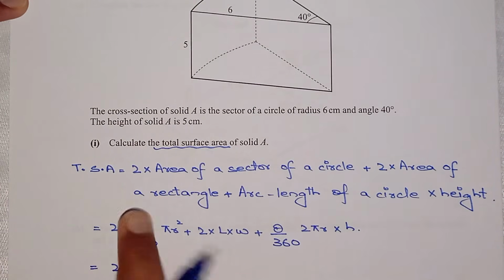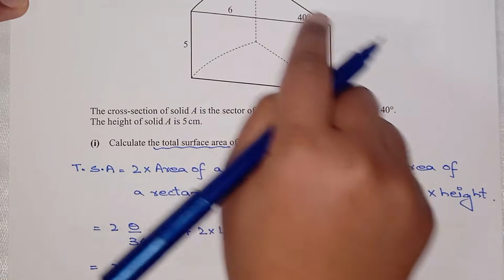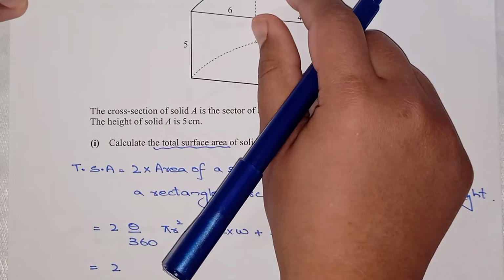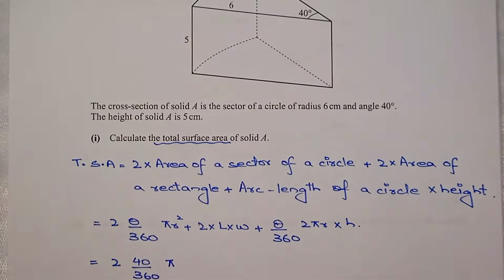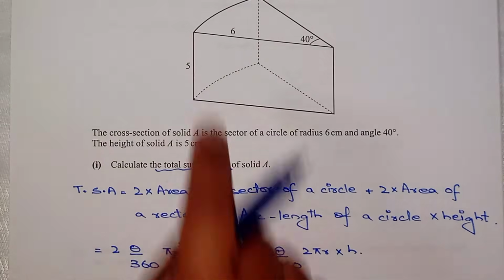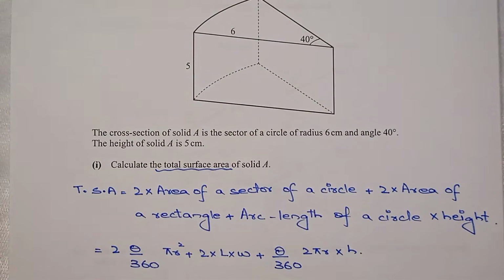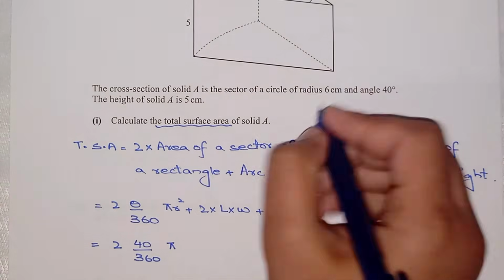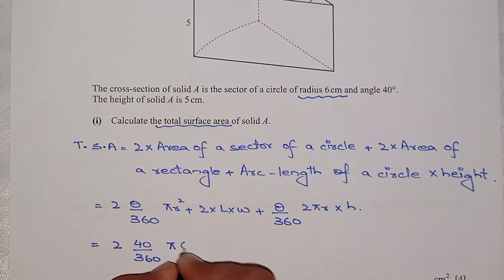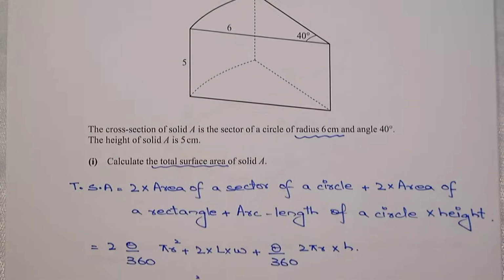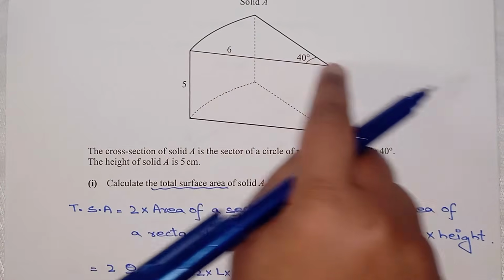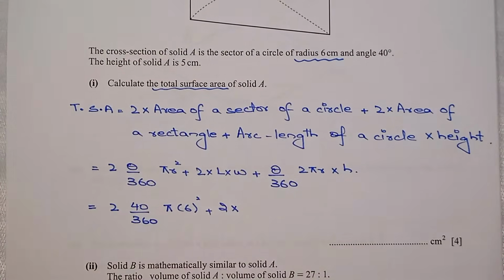So we have 2, and theta is 40, so for this sector of a circle the angle is 40, so theta is 40 divided by 360, times pi, that is 3.14, times the radius. So what is the radius? As we can see, the radius is 6 centimeters, and it is also given in the question that the radius is 6 centimeters. So we have 6 squared, plus 2 times length times width. For this rectangle, as we can see, this would be 6 and this would be 5, so 6 times 5.